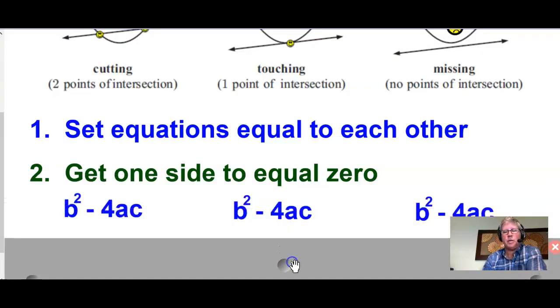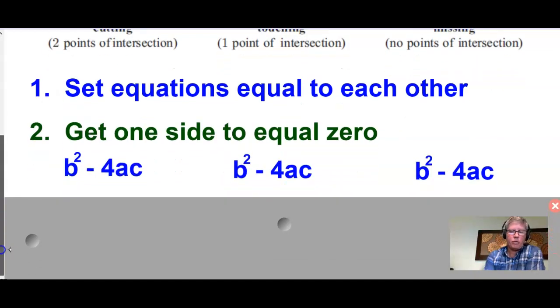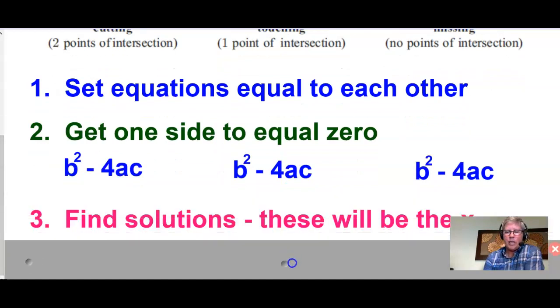Okay, it is a pretty simple setup. We're going to set those equations equal to each other. So in English, we're just saying, hey, where do they have the same value? So when we solve that, we'll find the x coordinates that give us where they are the same y value. All right, so we get it to one side.